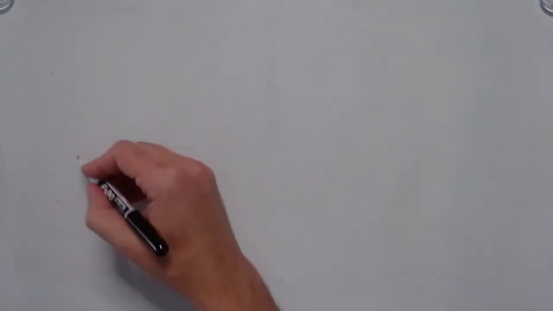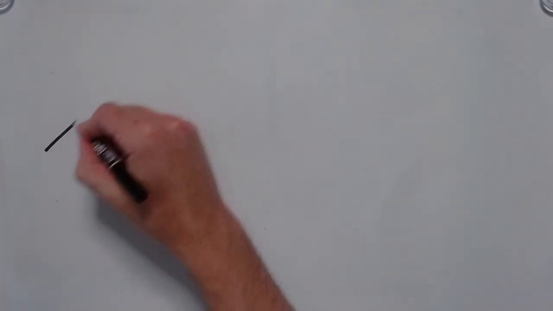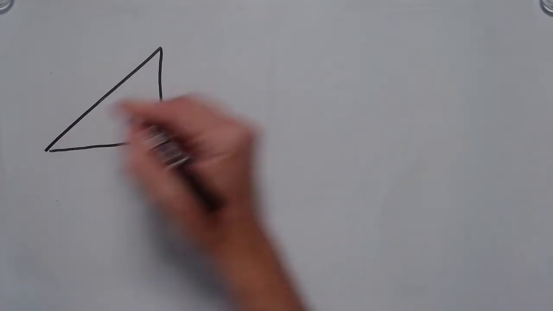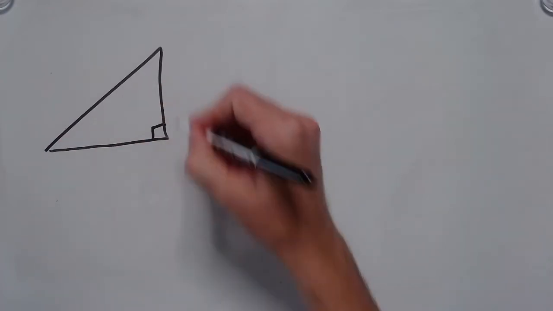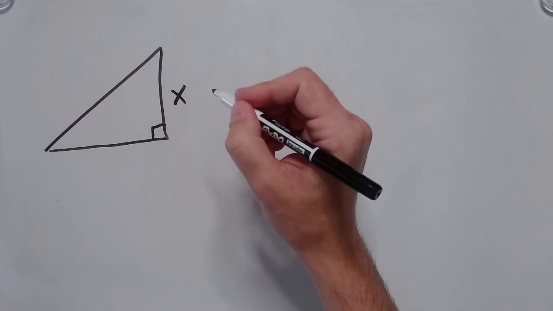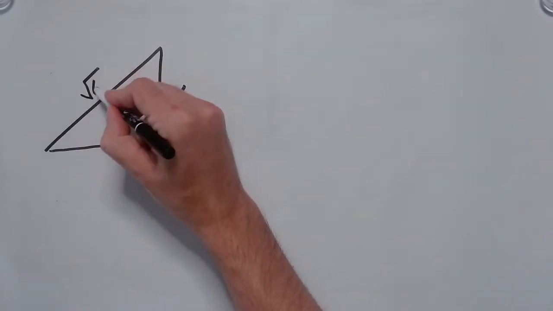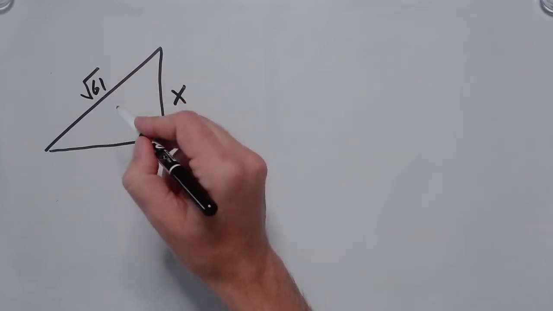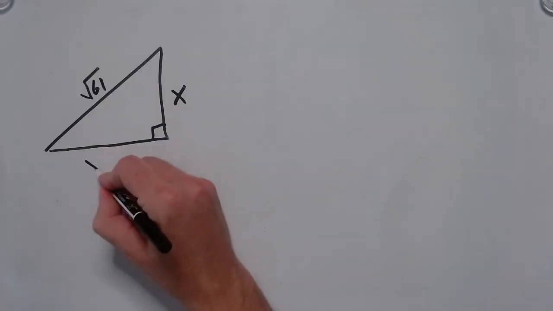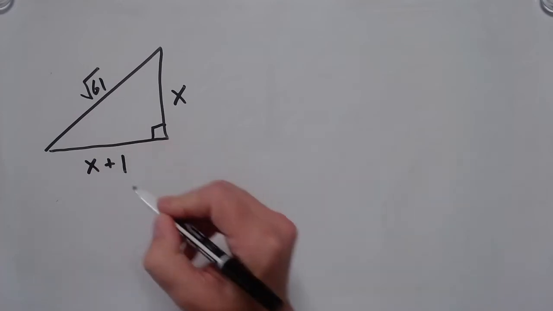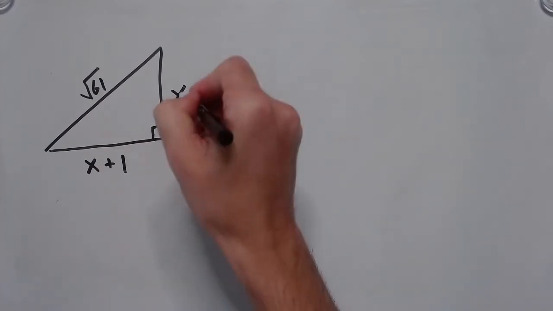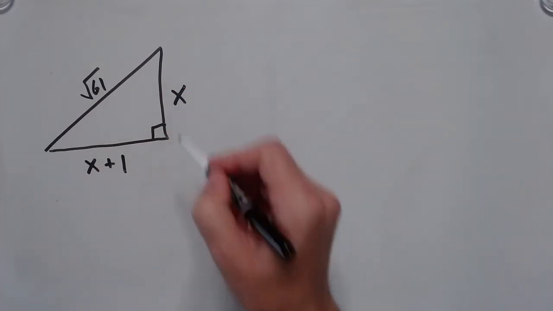Alright, and this one might look a little weird. We're going to start with a right triangle. I'm going to draw it like this, put the little right angle in here. This is x. This is what we're trying to find. The hypotenuse is the square root of 61. Okay, that's weird. And this length is x plus 1. So we're trying to find x. Oh, it's right there. See, I found it. No, we're actually going to find the value of x.